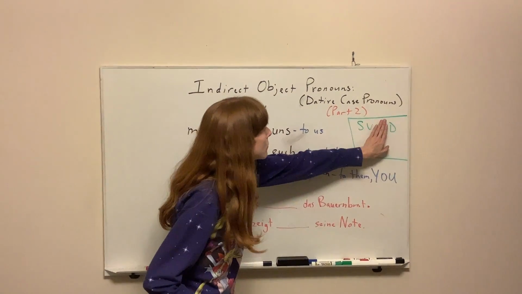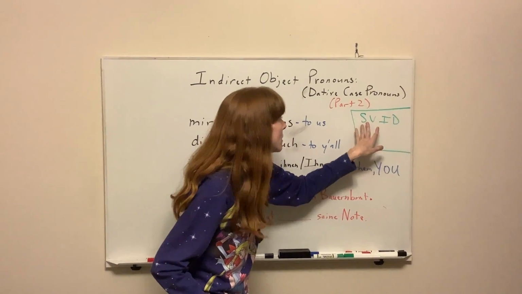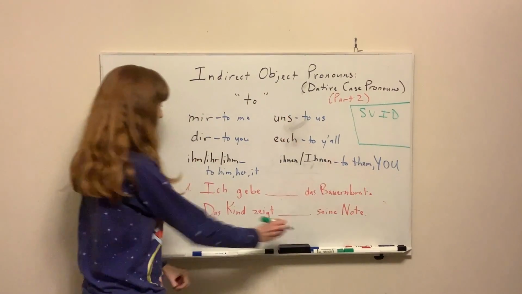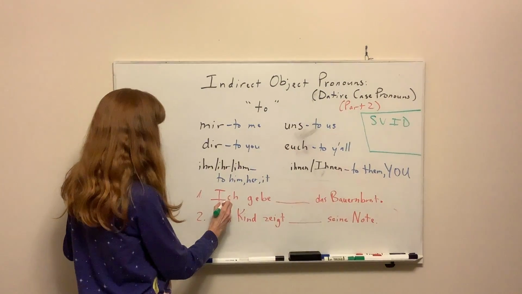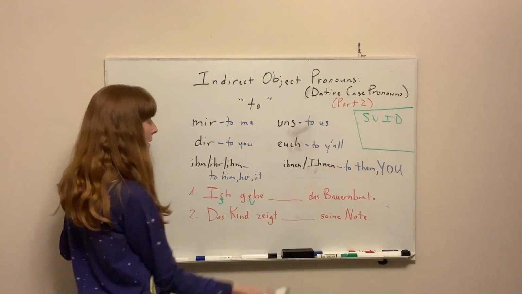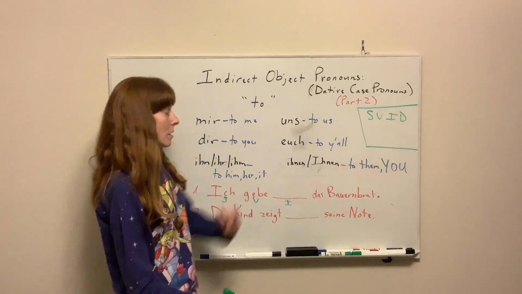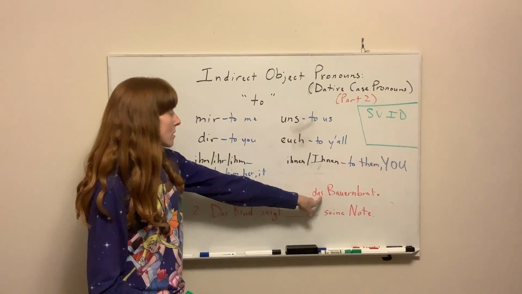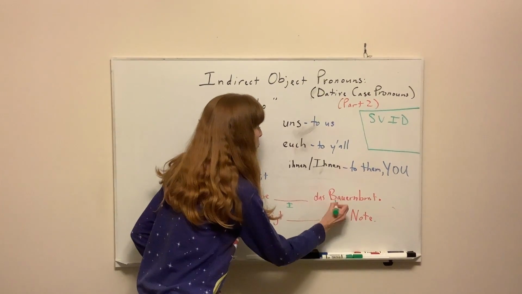So up until now, you've done SVD. Now you're going to do Svid. You're going to have subject, verb, indirect, and direct. So on this number 1 here, I'm going to diagram that for you. So ich, subject, gebe, give, verb. The thing that we put here is going to be our indirect object. That's the new stuff. Direct object, das Bauernbrot, the country bread, that's going to be the direct object.